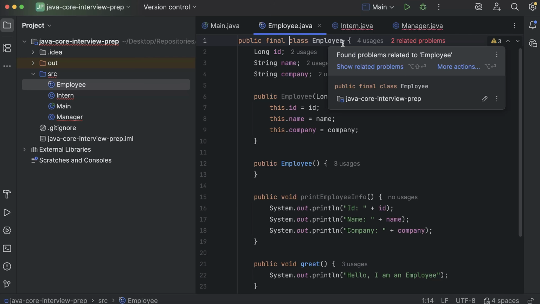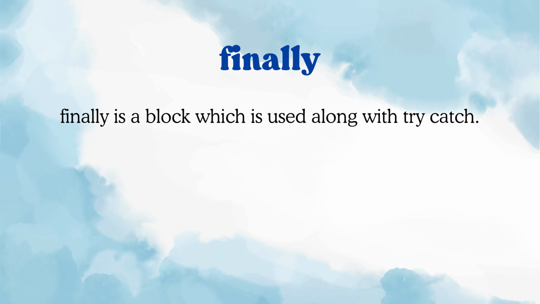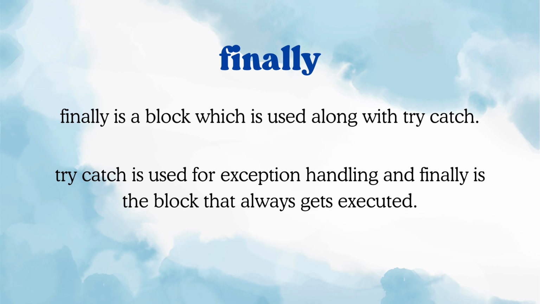Now let's look into finally. Finally is a block that is used along with try catch. Try catch is something that is used for exception handling, and finally is the block that always gets executed. So let me explain this via an example.